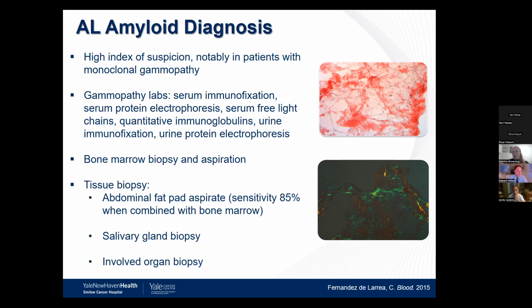The figures here on the right show an abdominal fat pad aspirate sample from a patient of mine where Congo red positivity is seen on the top, and then green bifurcations displayed when exposed to polarized light microscopy. And lastly, a biopsy of a suspected involved organ may be required to confirm the diagnosis of AL amyloidosis if the previously discussed workup is not diagnostic.